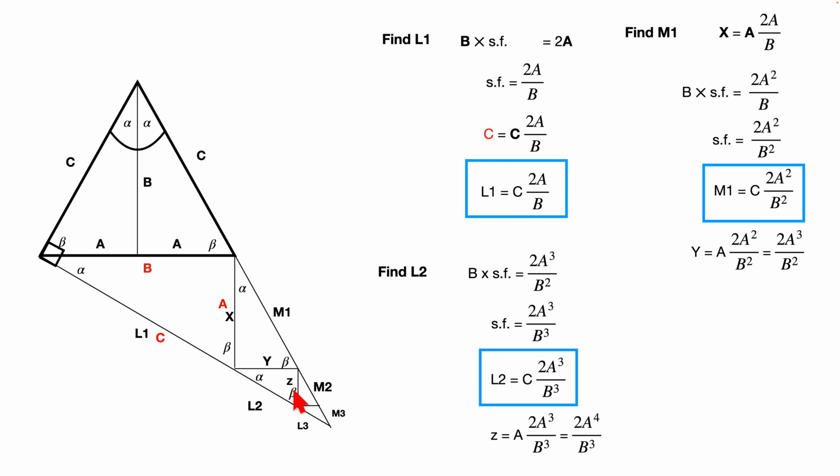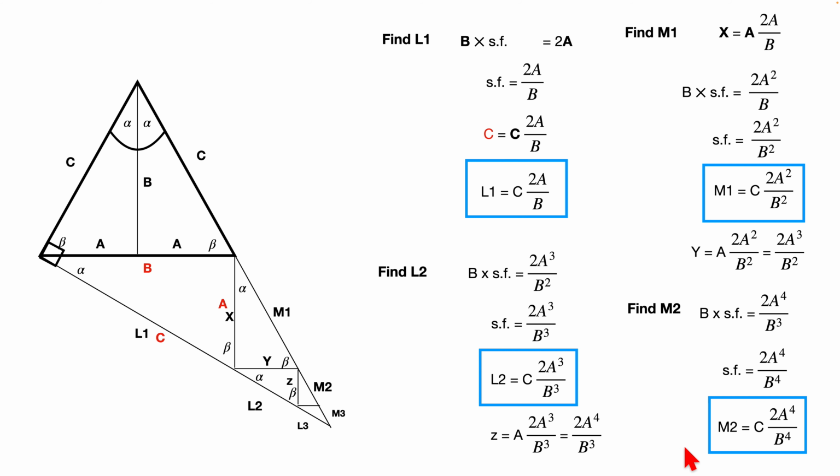That's z. And z, as you can see, was the original b multiplied by the scale factor that relates this triangle to this triangle. So to find m2, b times this new scale factor is equal to 2a to the 4 over b cubed. And therefore we divide by b, so the scale factor that relates this triangle to this triangle is 2a to the 4 over b to the 4. And again, that means that m2 is c times 2a to the 4 over b to the 4. That's shrunk. And again, we'll remember that.